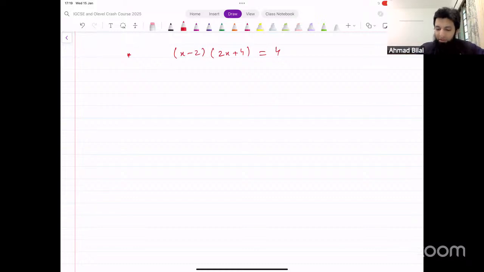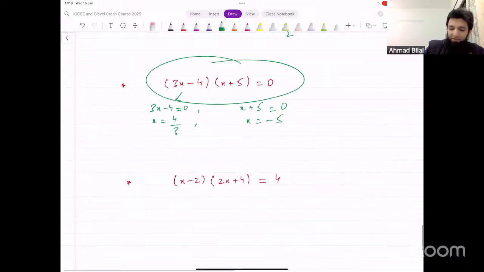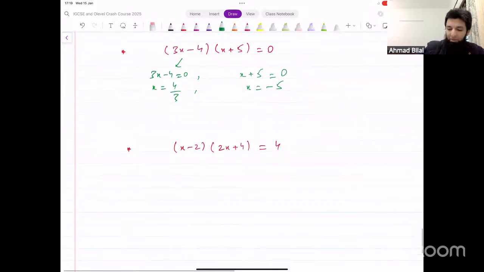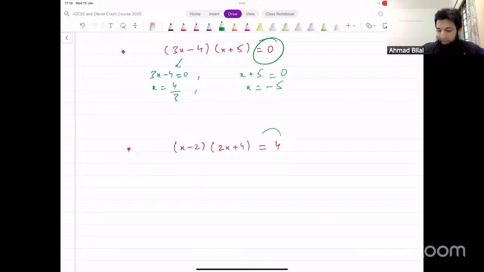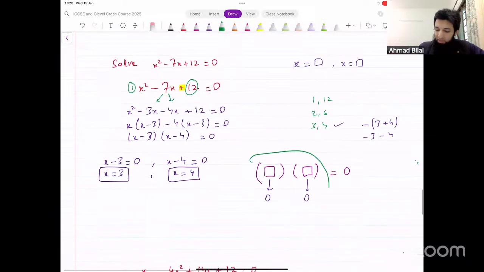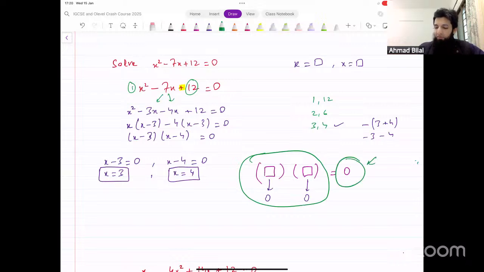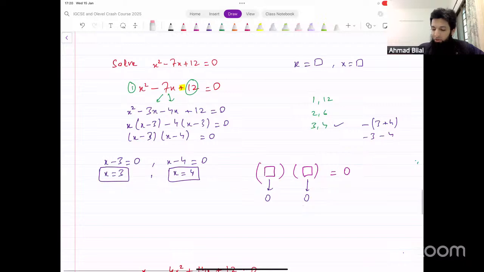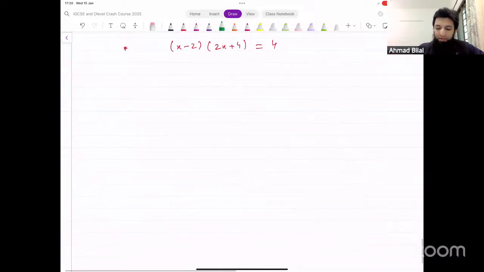Now, how is this going to work? This is different from the previous example. In the previous example, we had 0 on the right side. In the second example now, we've got 4 on the right side. Now, that logic that we discussed earlier, that when two things are multiplying and the result is equal to 0, it's necessary for one of them to be 0, no longer works in this case.